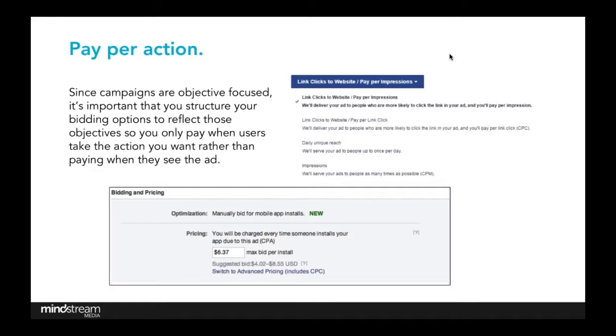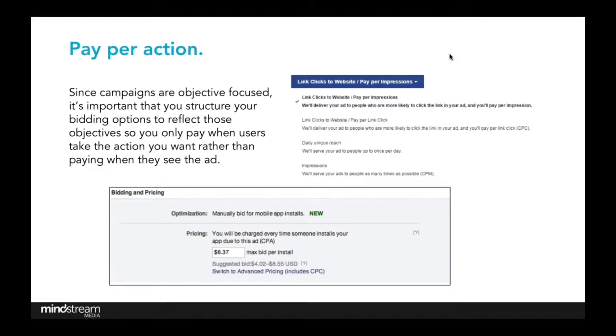You can figure out, well, how much am I willing to pay for this action, and then how do I make sure I'm never paying more than that value. On the top, we have an example of a campaign that clicks to your website, where you can pay every time someone clicks. But on the bottom, if we had an app install campaign and we want to pay when someone actually installs the app, we can set that bid and only pay when they install the app. So that's super valuable for an advertiser to have that flexibility.